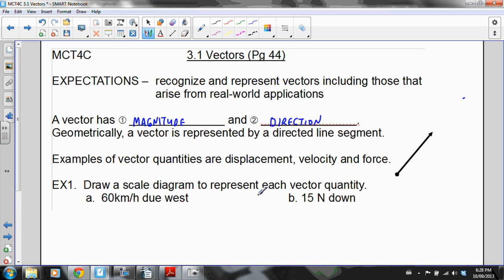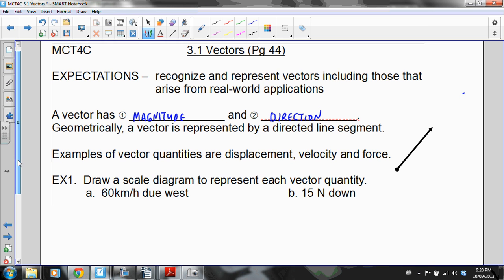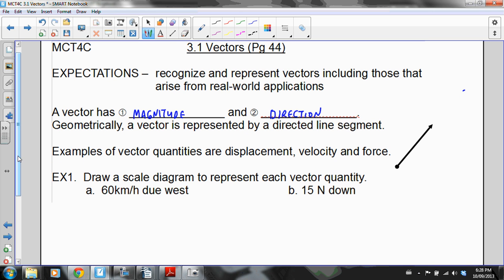Draw a scale diagram to represent each vector quantity. Now this is kind of tough for me, because where's the ruler come from? Now I think there is a ruler built in, so I'm going to do my best here.